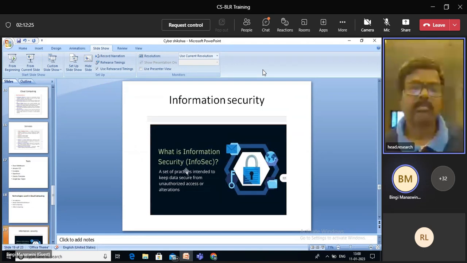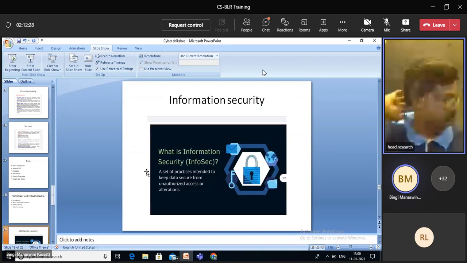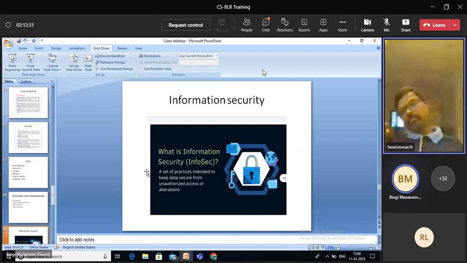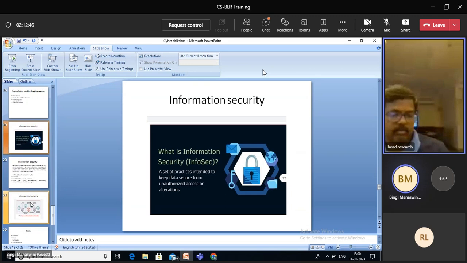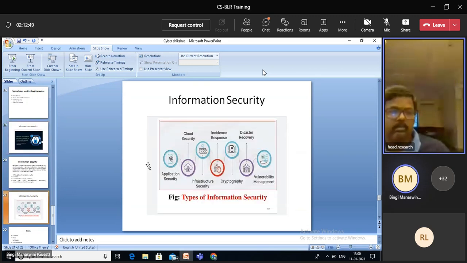And about information security, it is a set of practices intended to keep data secure from unauthorized access or alteration. In this security, we mostly concentrate upon the information which is stored in our data, and it should be protected from unauthorized users or attackers. And there are different types of information security: application security, cloud security, infrastructure security, incident response, cryptography, which is a conversion of plain text into ciphertext, and then disaster recovery, vulnerability management, and about the tools.